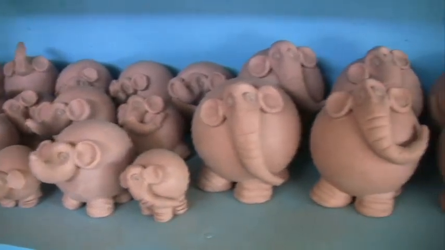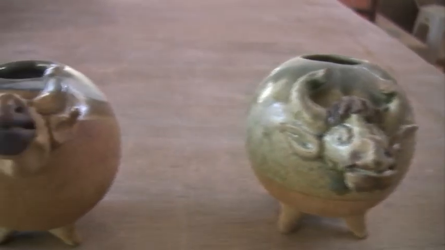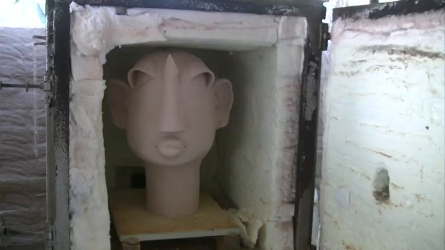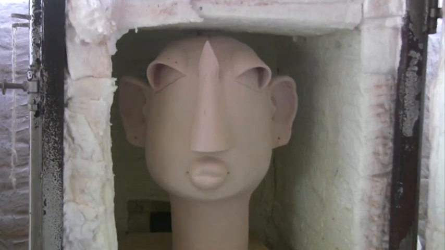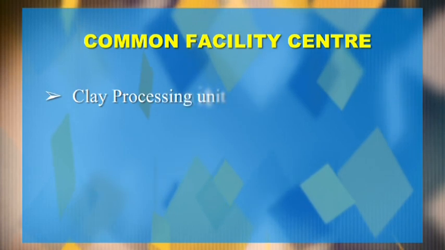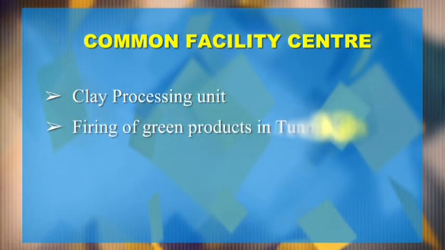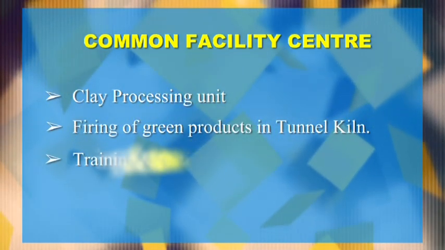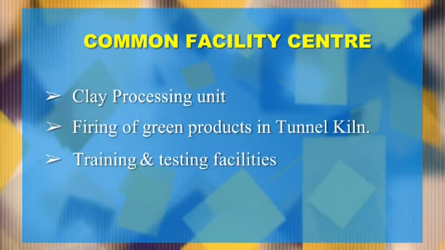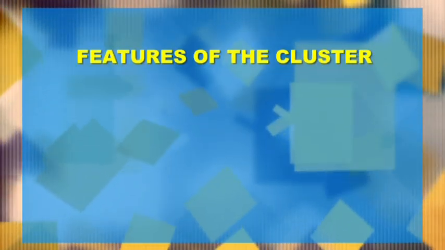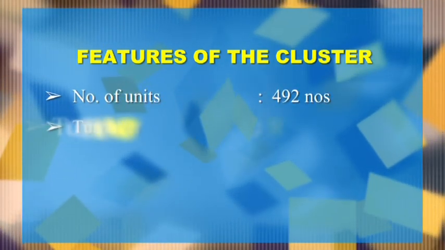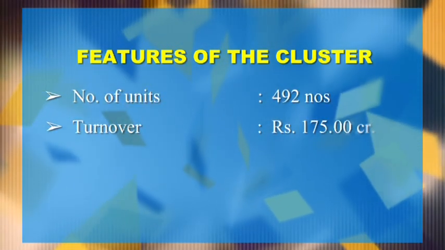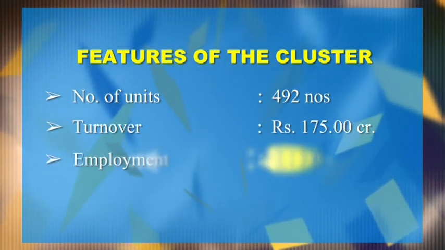further helped the cluster units to form a special purpose society in the cluster by the name of Kutir Evam Hastashilp Welfare Society Kuja. Facilities in Common Facility Center: clay processing unit, firing of green products in tunnel kiln, training and testing facilities. This society has total 492 units with a turnover of around 175 crores, providing employment to 40,000 people.